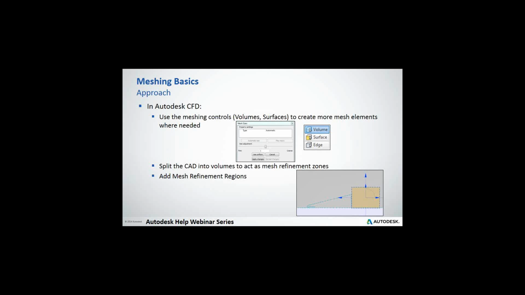You have another option in Autodesk CFD. Splitting the CAD into volumes, you can do it in the CAD software, or you can use the mesh refinement region in Autodesk CFD in order to refine locations or regions of interest of your mesh without needing to go back to the CAD software.